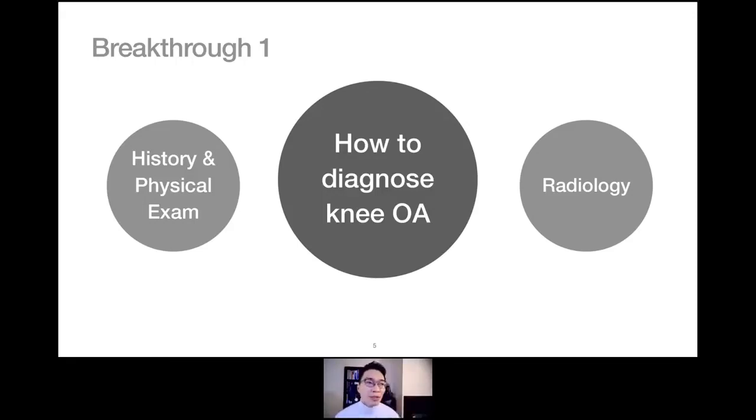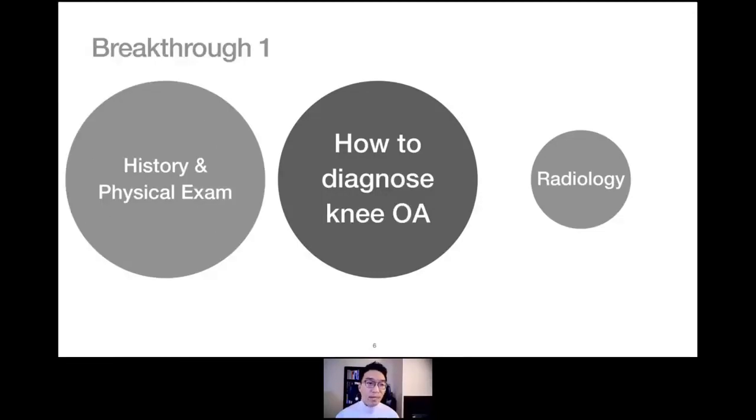So we have to do the history taking and physical examination, and the radiological findings should be referred to all together. But in reality, we tend to overestimate the value of the radiology, and we tend to underestimate the value of history and physical examination. So today, I want to talk about the history and physical examination in a little more detail.